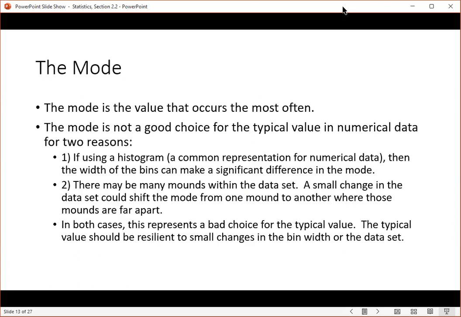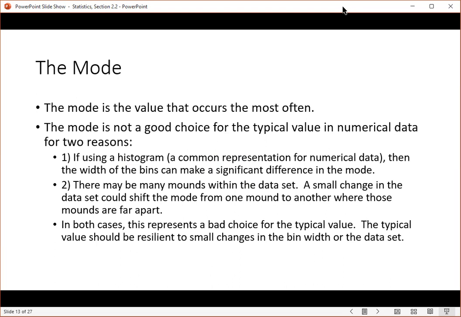So the mode is the value that occurs the most often in the data. The mode is not a good choice for the typical value when it comes to numerical data for two reasons. If using a histogram, which is a common representation for numerical data, then the width of the bins can make a significant difference in the mode. So if you change the width of the bins, then suddenly the mode can jump around in the data set.